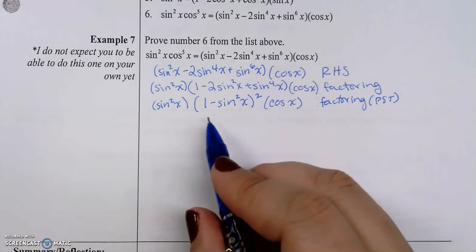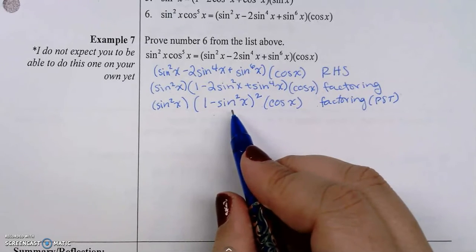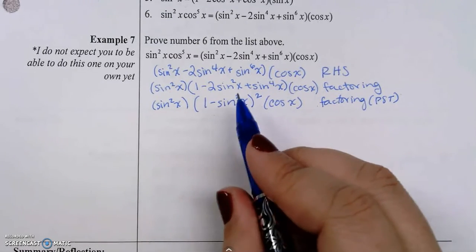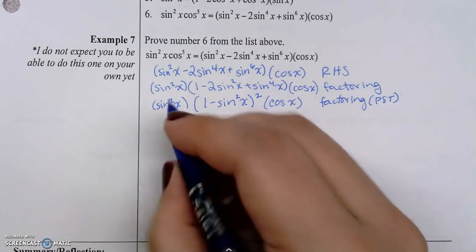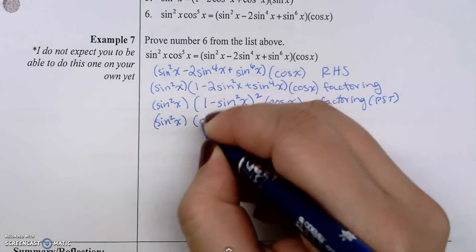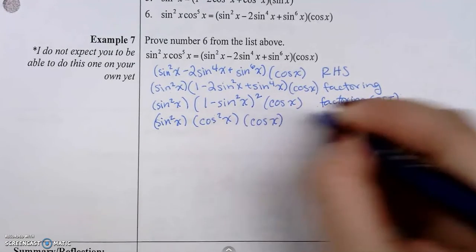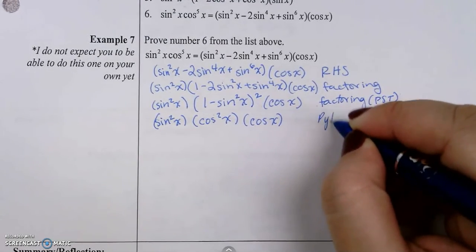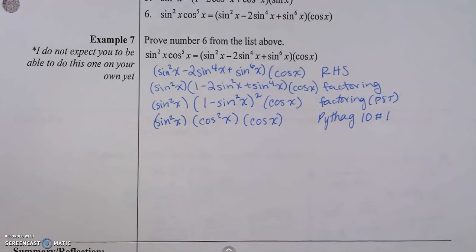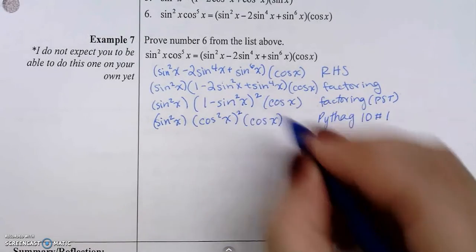And then I'm going to look and say, hey, 1 minus sine squared x, that is a Pythagorean identity. I start with sine squared plus cosine squared equals 1, subtract sine squared from both sides. So this equals cosine squared. So sine squared x times cosine squared x times cosine of x, and that is Pythagorean identity number 1.